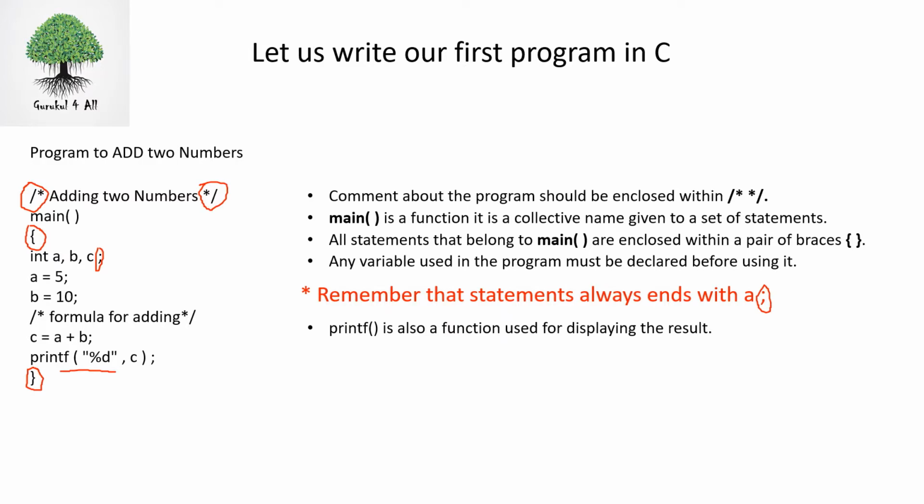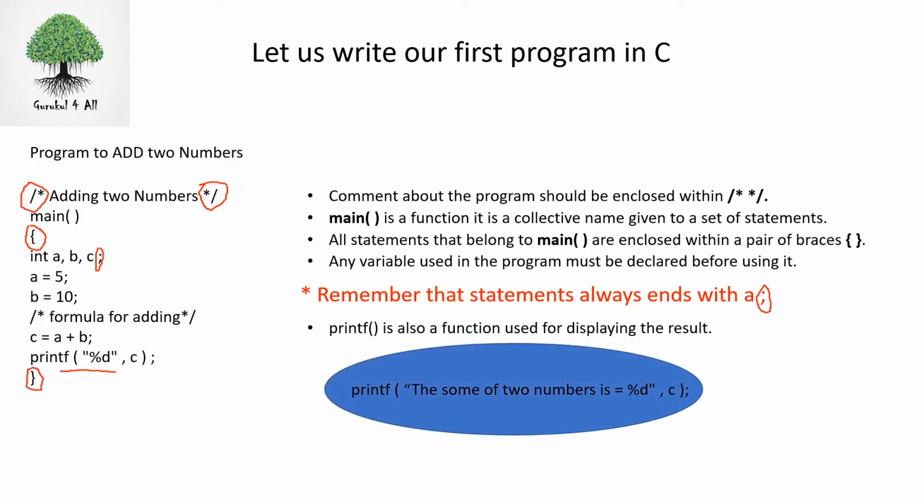There is another form also for the printf statement. You can add a statement like "The sum of two numbers is equal to %d". %d basically means whatever the value of c is will be printed in place of %d. This is very important. Now, as you can see, the output will be 15 if nothing else is written inside the printf command, or if this is the statement, then "The sum of two numbers is equal to 15".